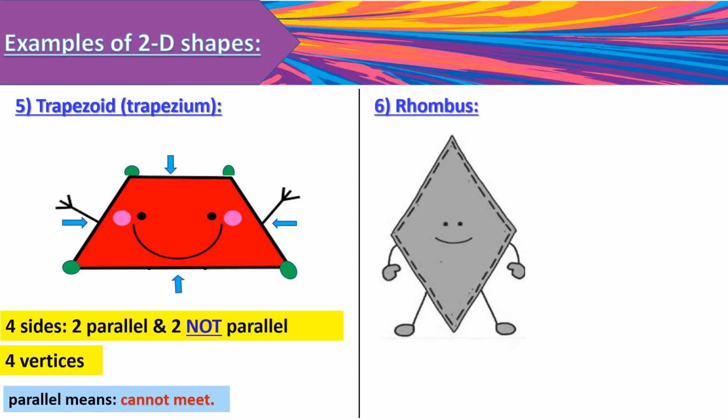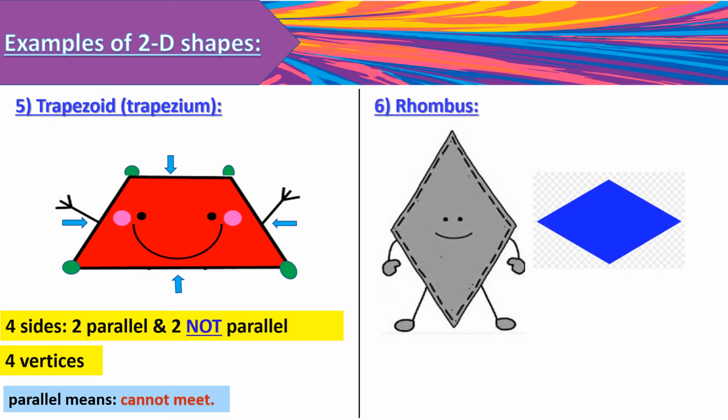Let's move to rhombus. Hello, Mr. Rhombus. How many sides do you have? 1, 2, 3, and 4. 4 sides. Are they equal or not? Yeah, they are equal.